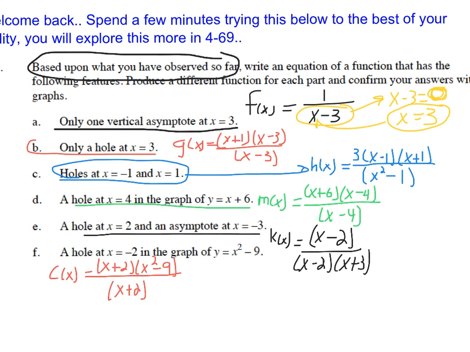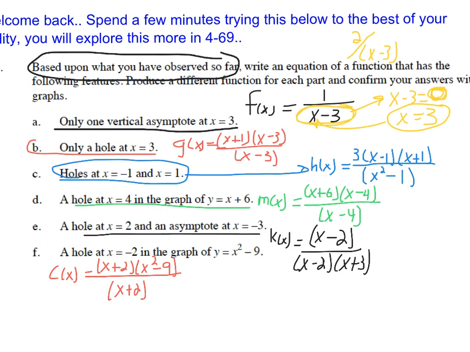By the way, in f of x, you could have a variety of different equations. Maybe in part A, you have 2 over x minus 3. Or maybe you've got 5 over x minus 3. Or maybe you have x plus 7 over x minus 3. All of those work, provided your denominator has an x minus 3 in it.